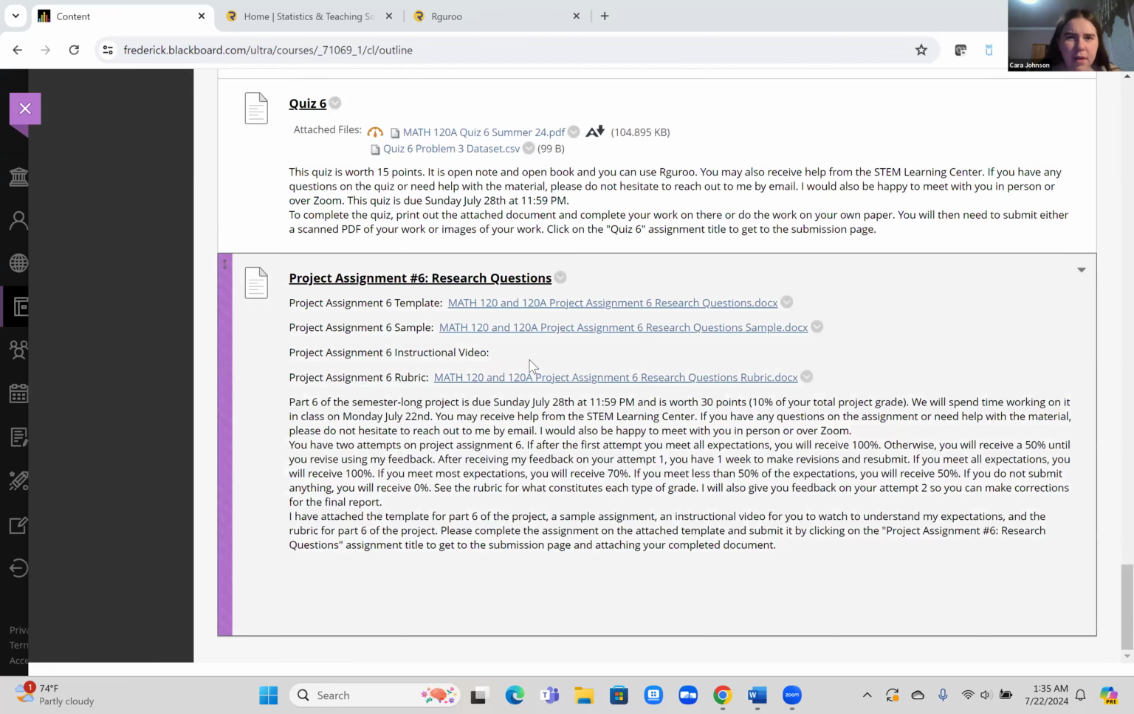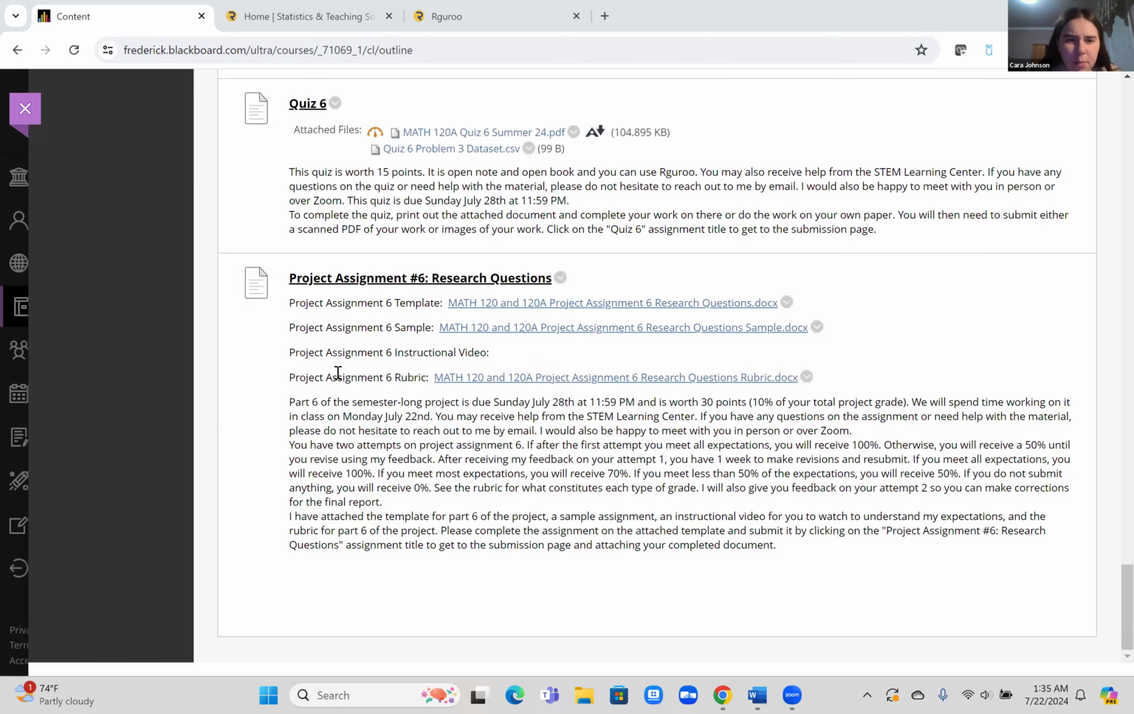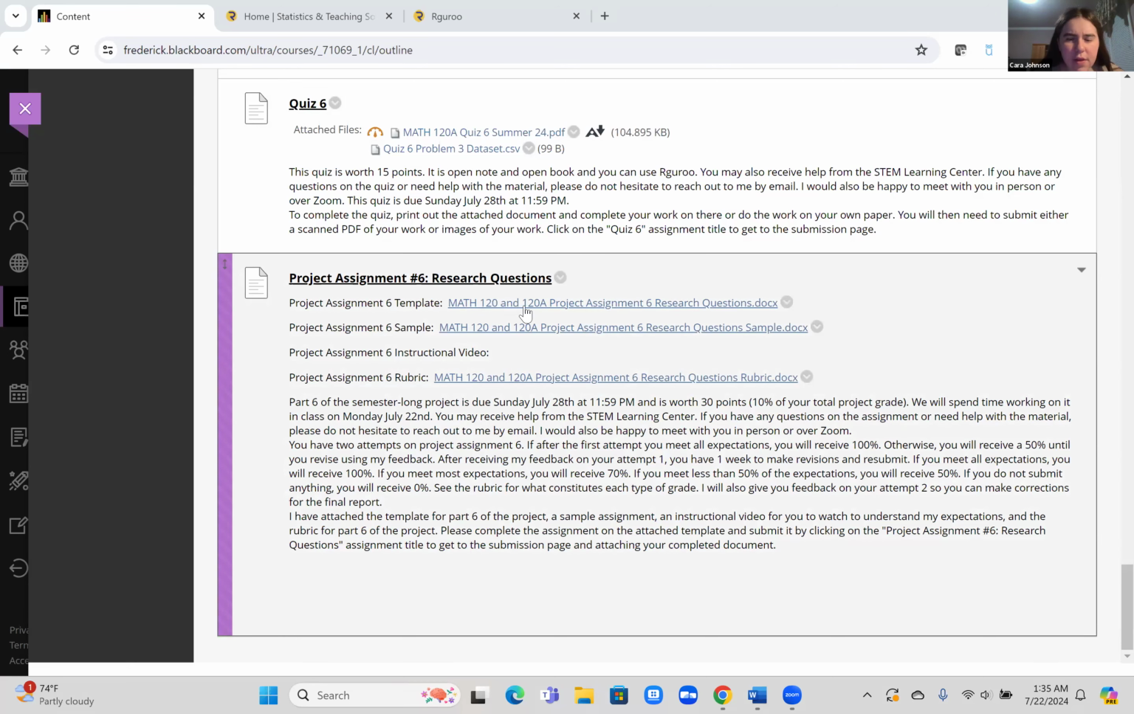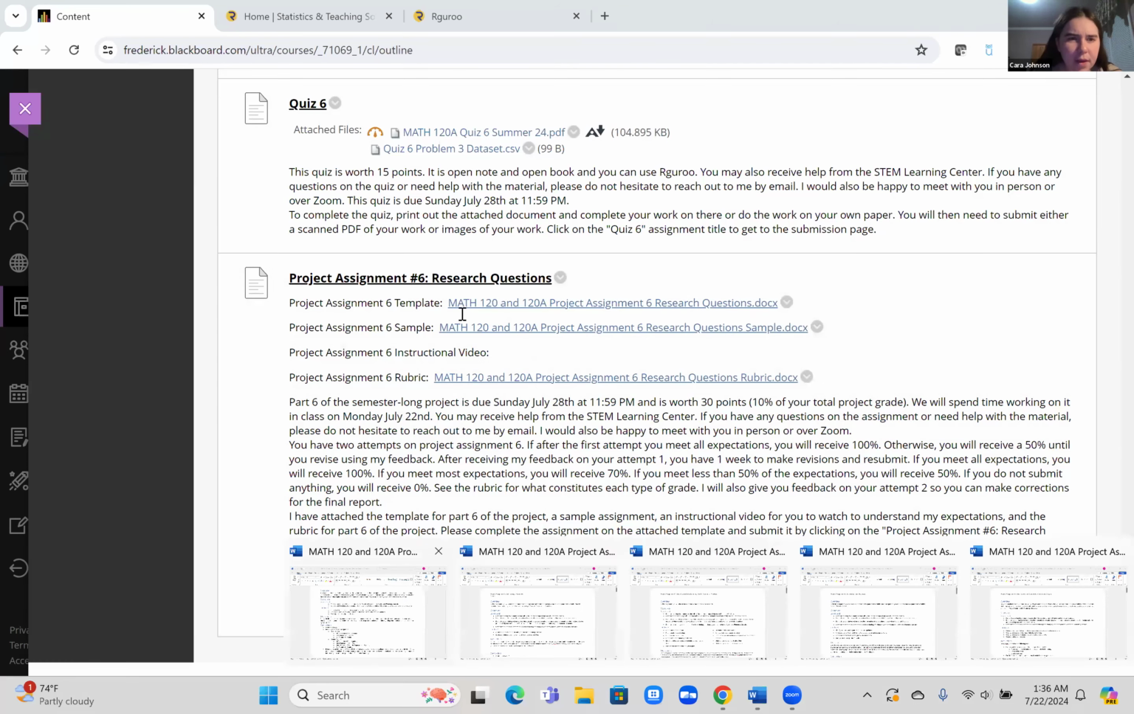All right. So on Blackboard here, you see this is the template you're going to put your answers in. This is my sample document, and then this is the rubric if you want to see what constitutes each type of grade. So the most important things here are this is what you'll fill in, and then this is the sample you can use as a reference. So let me go ahead and go to my sample here.